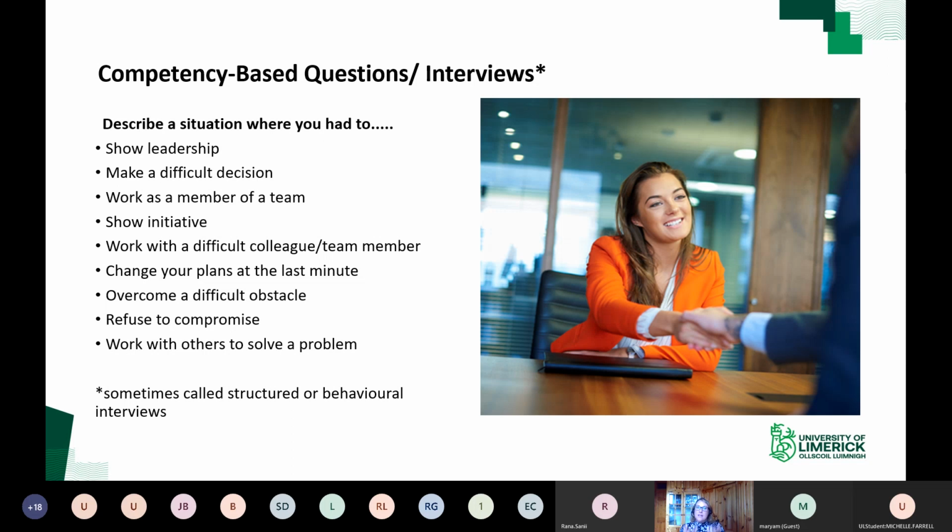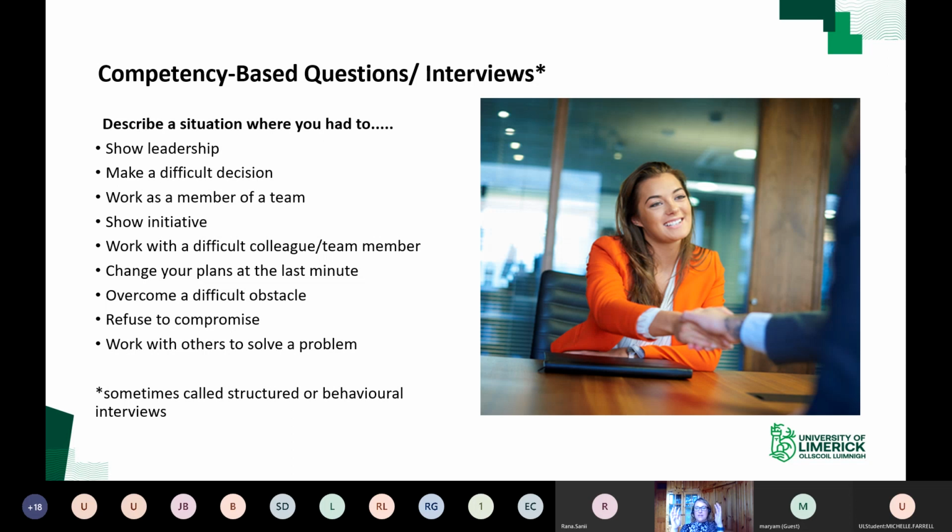But essentially, it's like, tell me a story about a time that you were a good leader, or tell me a story about a time that you showed great teamwork. Or tell me a story about a time that you worked in a team and someone wasn't pulling their weight. How did you deal with it? So again, it's kind of like taking it on a continuum.